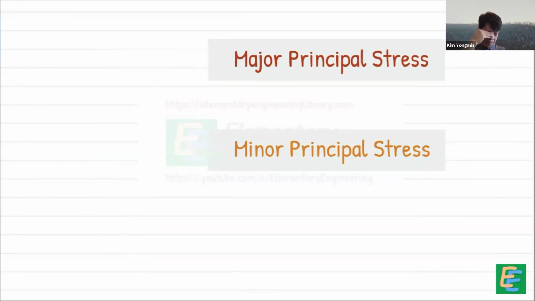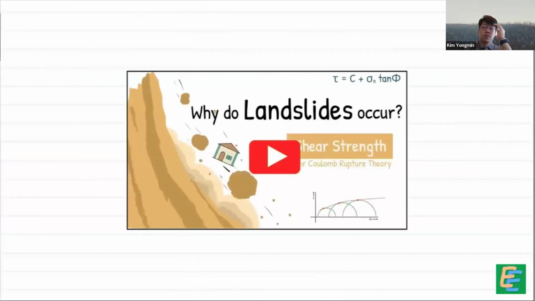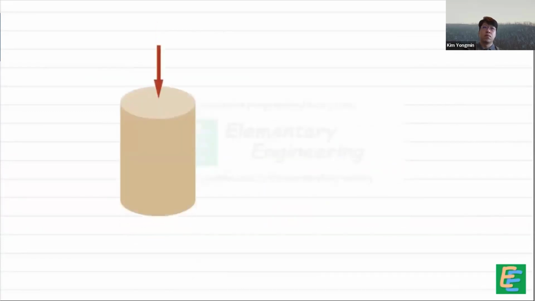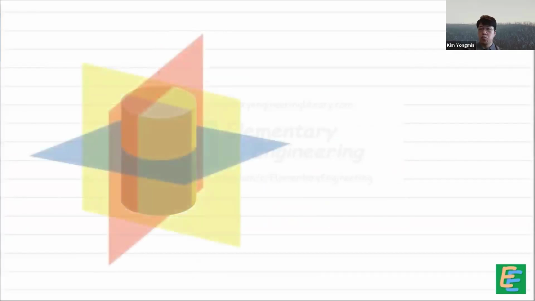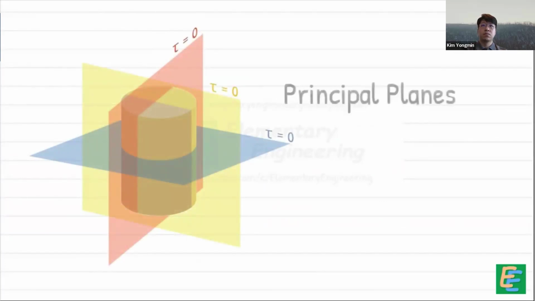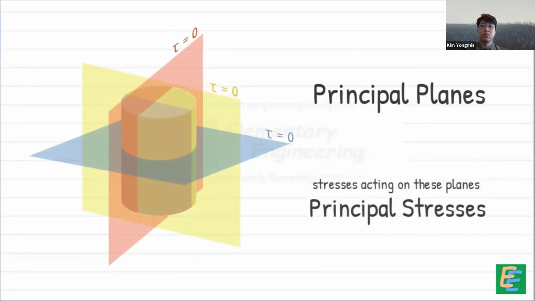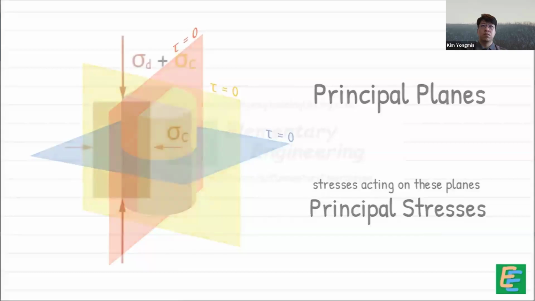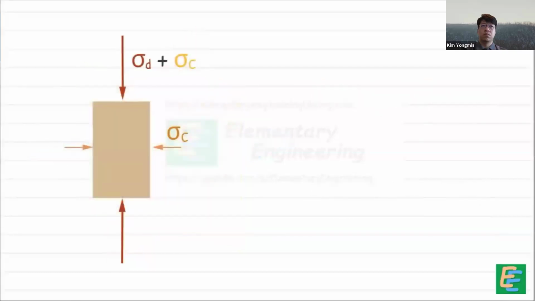What are these major and minor principal stresses? To understand this better, please watch the shear strength video. We have discussed these in detail there. In short, when a body is stressed, there exist three mutually perpendicular planes on which shear stress is zero. These planes are called principal planes, and stresses acting on them are called principal stresses. Coming back to the sample's state of stress, the axial stress, being the maximum and major principal stress, is denoted as sigma 1, and the confining stress is denoted as sigma 3.